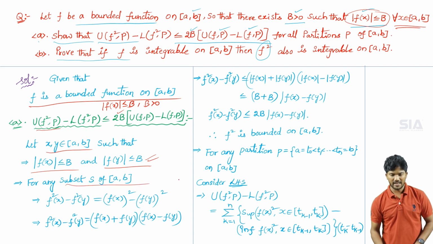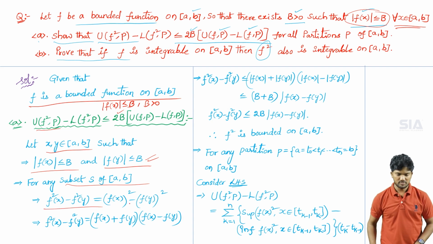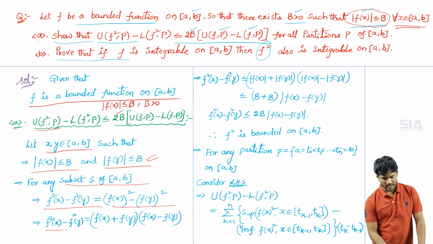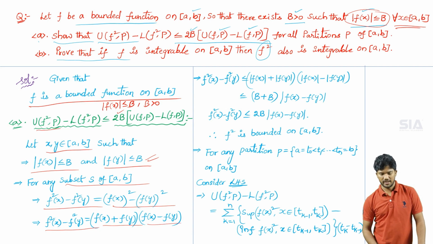For any subset S of the closed interval [a, b], we can write f²(x) − f²(y) = (f(x))² − (f(y))². Therefore f²(x) − f²(y) = (f(x) + f(y))(f(x) − f(y)). It is in the format of a² − b². You know very well the formula (a + b)(a − b), so we are applying that formula.